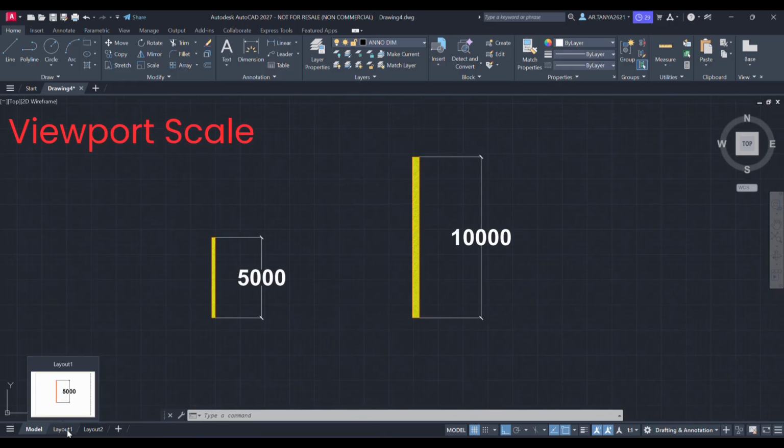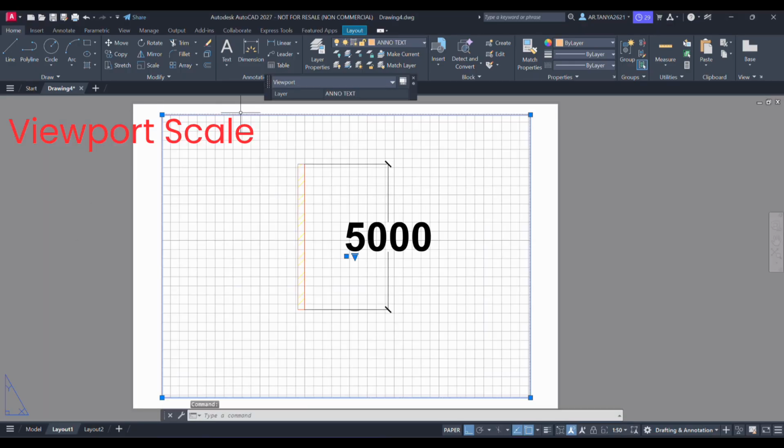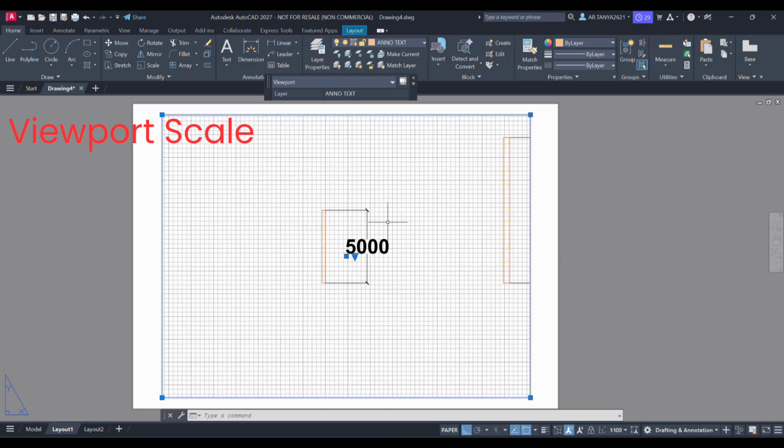Third, viewport scale. This is my viewport. As you can see, I am in the layout space right now, and this is my viewport. If I select this viewport, it is currently at 1:50 scale on this layout space. If I set it to 1:100, it will automatically adjust the object proportions according to the 1:100 scale. The scale on the viewport will tell you how large or small the object will appear on the printing sheet.